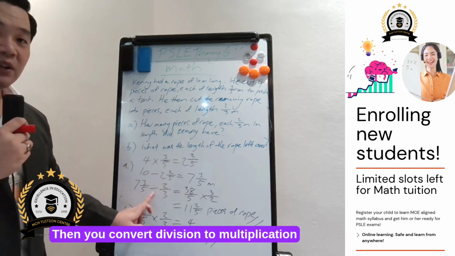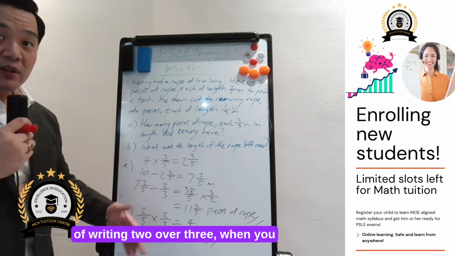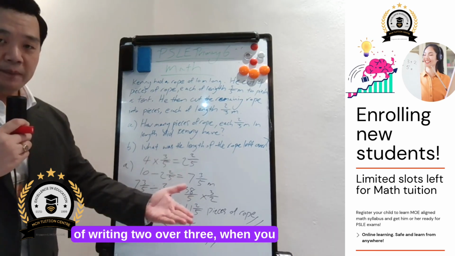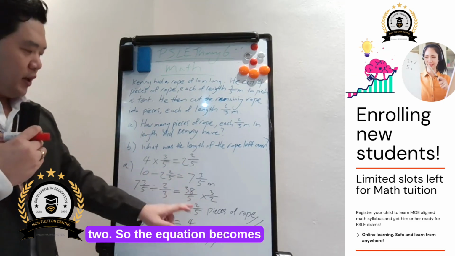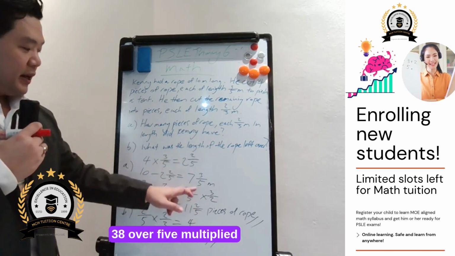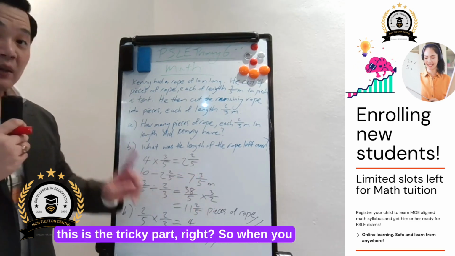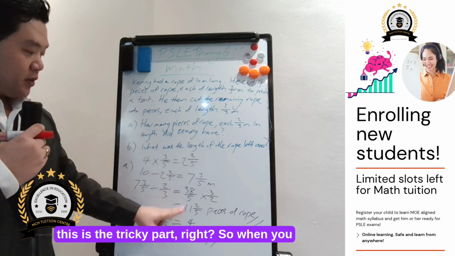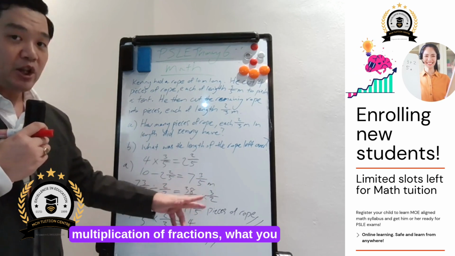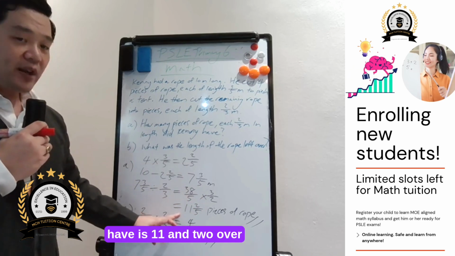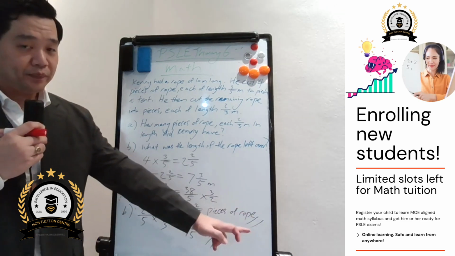Then you convert division to multiplication and you flip the fraction over. Therefore, instead of writing 2/3, when you change it to multiplication, you write 3/2. So the equation becomes 38/5 multiplied by 3/2. Now, this is the tricky part, alright? So when you finish calculating this multiplication of fractions, what you have is 11 and 2/5 pieces of rope.